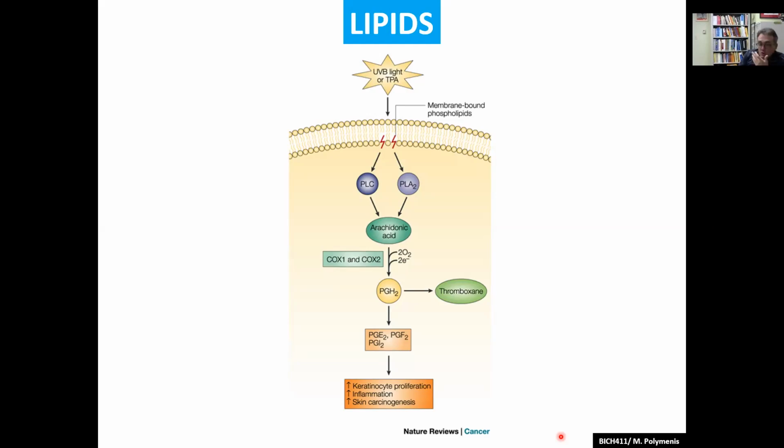If you break down phospholipids, and they can be broken down by molecules in the circulation, or by light if you have too much exposure to the sun, eventually they're going to make it into arachidonic acid, and then they get oxidized by COX-1 and COX-2 enzymes and give you prostaglandins. Now it is these prostaglandins that regulate a whole variety of cellular responses, including inflammation.